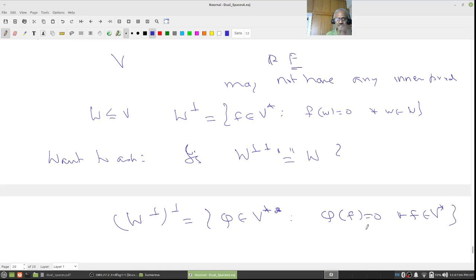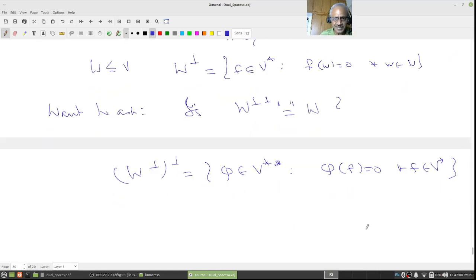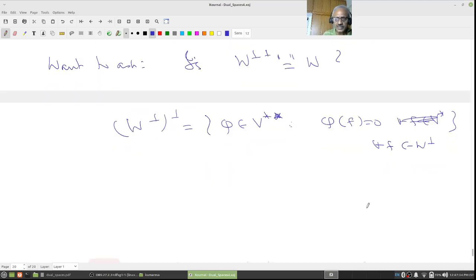Don't get confused. Just go back to the definition and understand this. W perp is all f in the dual. Therefore, W perp perp should be all phi in the dual of V star. Yes, that is V double star, right? With that, what should happen? Phi of f must be 0 for every f in W perp. You understand this? Okay. So, this equality has no meaning as of now.